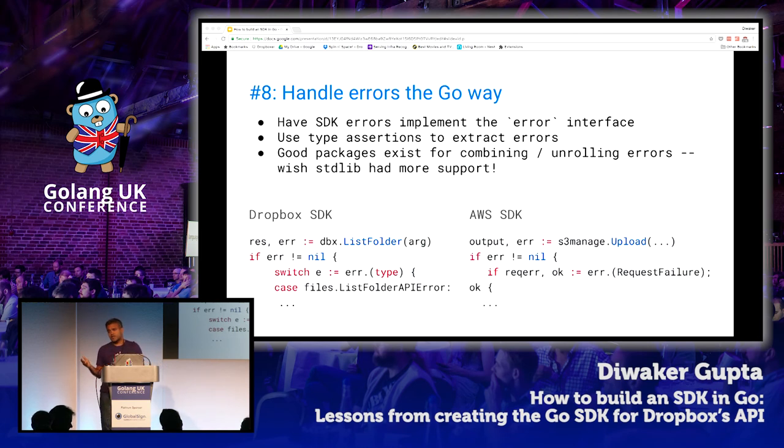So there are packages out there that help do this. Also, unrolling a stack of errors is something you commonly need to do, especially if call chains get deeper and deeper. So again, it would be great to have better standard library support for these things. You could choose to use those third-party packages, but for the Dropbox SDK, because we're trying to minimize our external dependencies, right now we're not doing any of that.